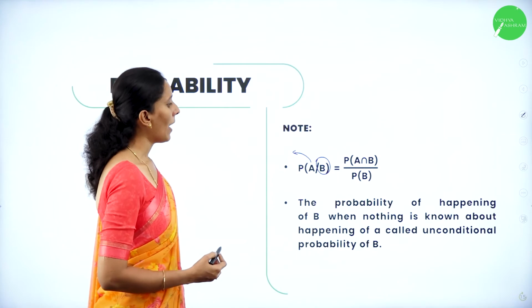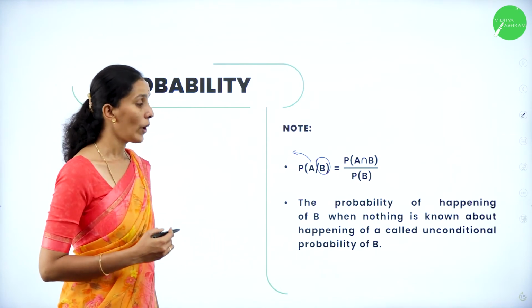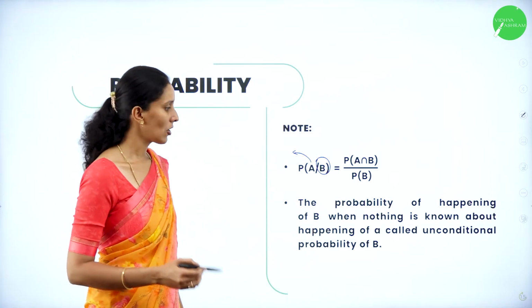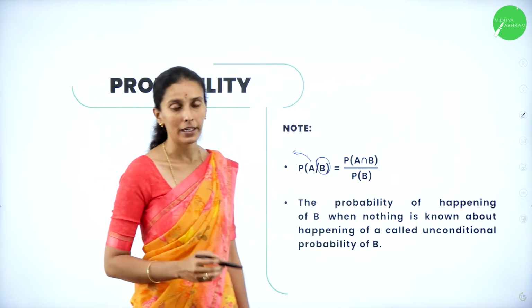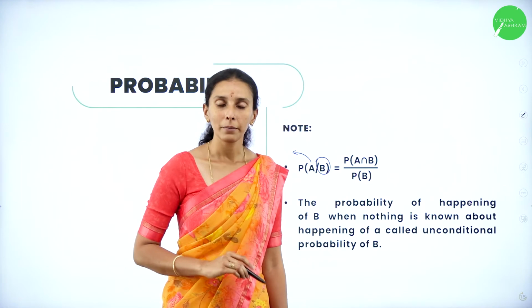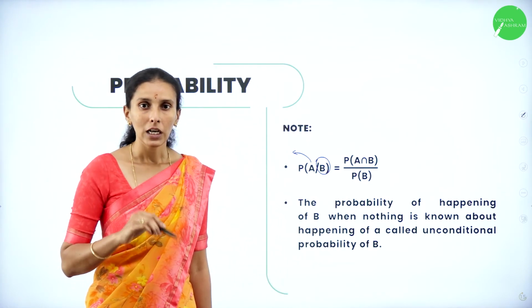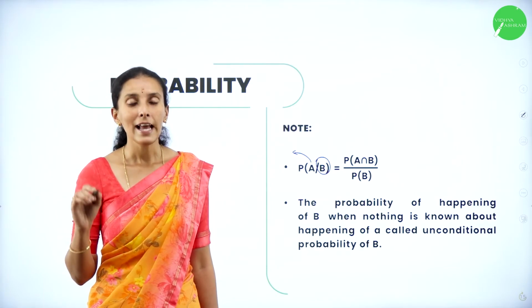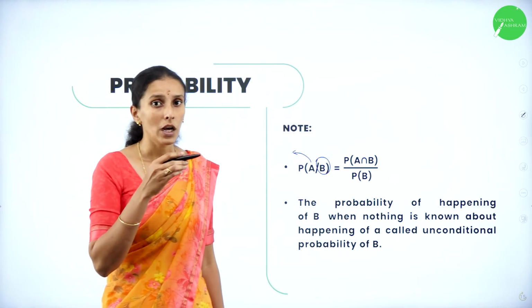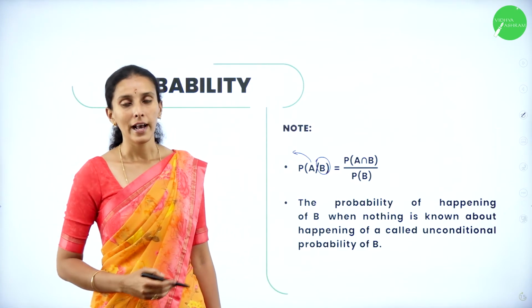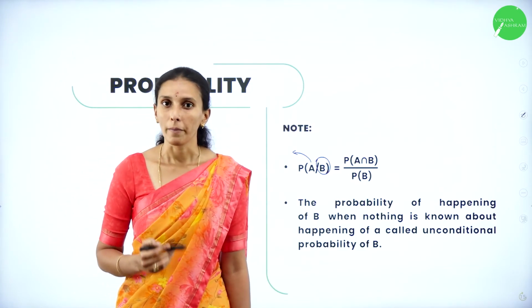Next, the probability of happening of B when nothing is known about the happening of A is called unconditional probability. So conditional probability means to find the probability of an event B knowing event A has happened. But when you don't know anything about event A, then it is called unconditional probability.